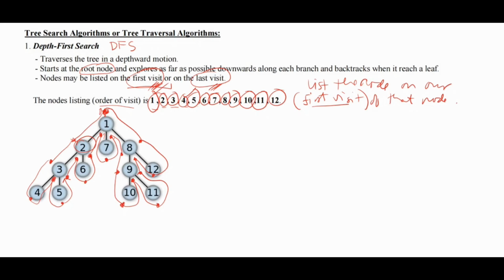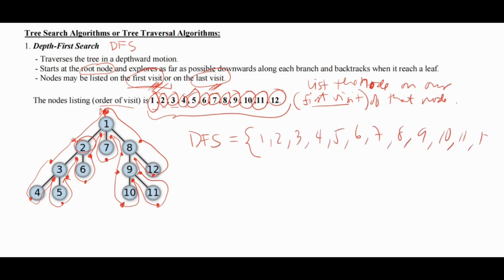So again, we list the node only on our first visit of that node. For the second, third, and the next visit, we don't list that node anymore. So when we do the depth first search traversal algorithm and list the node on our first visit, the order of the nodes would be from 1 up to 12. This is depth first search traversal, listing a node on our first visit.